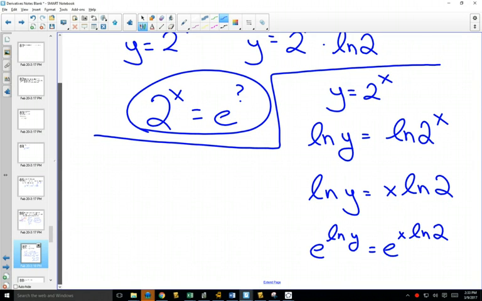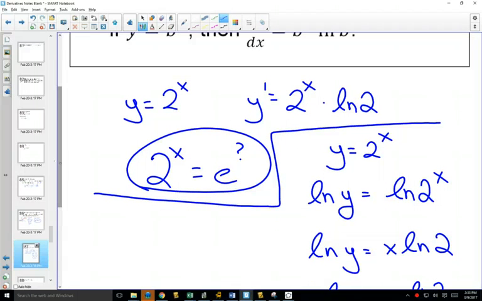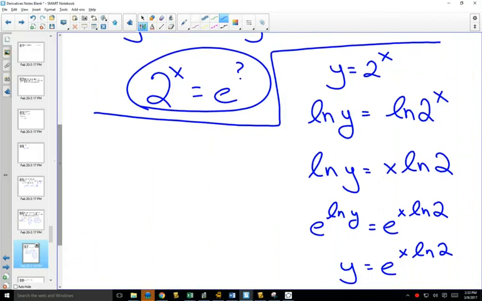And what is e to the natural log of y? Well, since those are inverses of each other, they cancel out and we just get that y is equal to e to the x natural log of 2. What does this mean? What was y originally? Y originally was 2 to the x, and now we've played around with it, and now we've got y is equal to e to the x natural log of 2. So we just showed that 2 to the x is equal to e to the x natural log of 2.